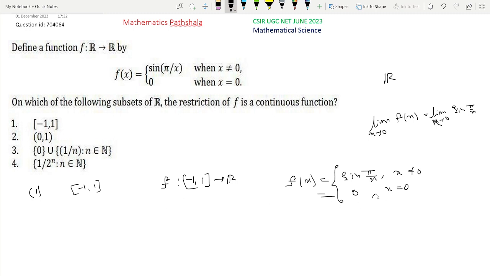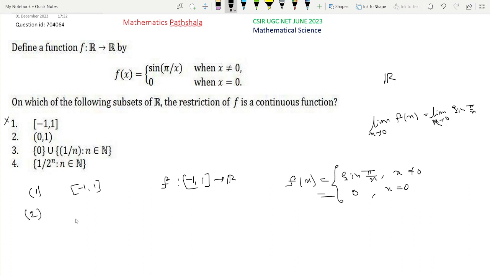So clearly x equal to 0 is not a point of continuity of f. Here f is continuous at all points except x equal to 0, but at x equal to 0 f is not continuous. So if f is not continuous at all the points of this domain, we can conclude that f is not continuous there. If f is continuous at all the points of the domain, then we can say that f is continuous there. So option 1 is not the correct option because f is not continuous on this domain.